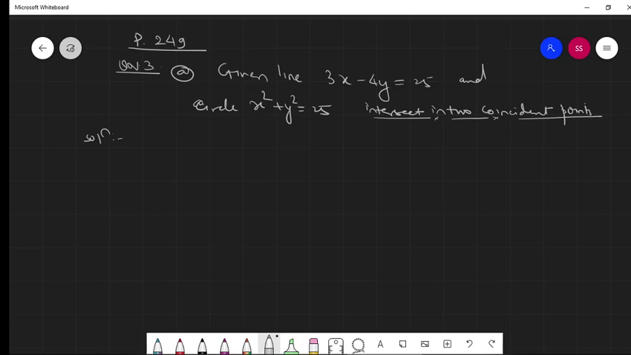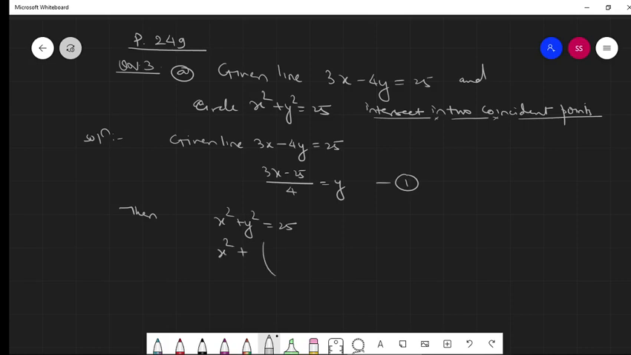Now the solution part. Given line 3x minus 4y equal 25, then simply y equal 3x minus 25 by 4. Then x square plus y square equal 25 is the equation of circle. Put this value here: x square plus 3x minus 25 over 4 whole square equal 25.